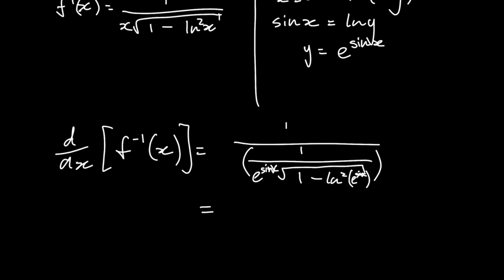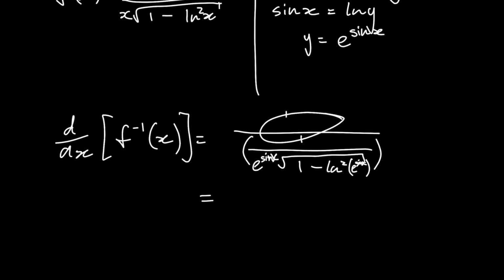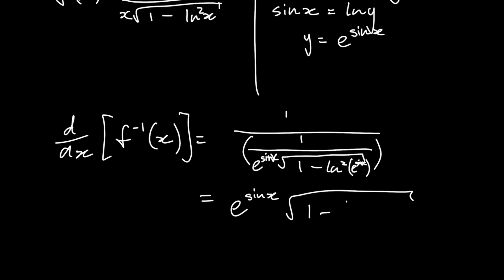Okay, now because we are doing the reciprocal of a reciprocal, this original denominator goes into the numerator, so we have e to the power of sine of x into the square root of 1 minus the natural log of e to the sine of x squared.